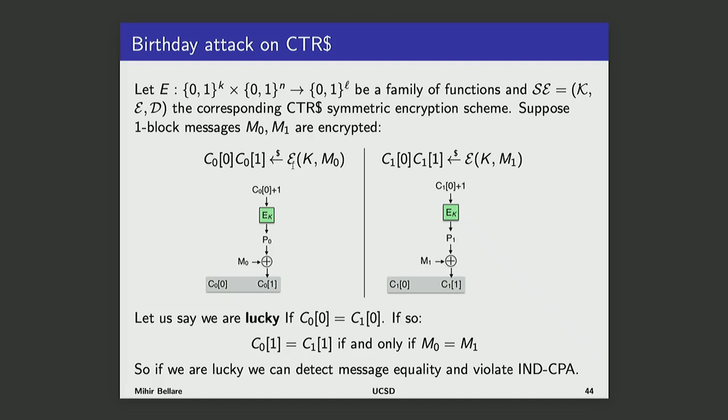When you run the encryption algorithm with some key on a message, it will pick this C0 value at random and add 1, run the function family with the key, get a pad, add the message to that, and that will be the second block of the ciphertext. So your ciphertext is 2 blocks long, the first random and the second created like this.